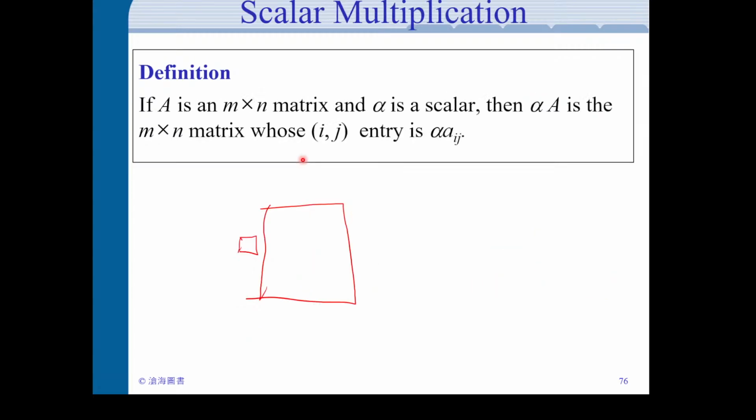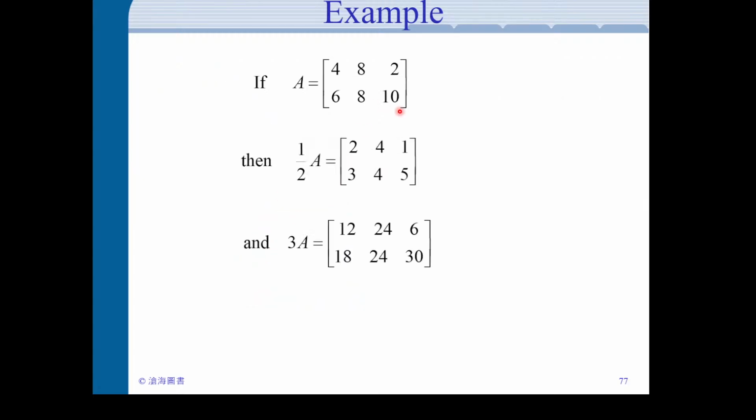And then next we have scalar multiplication. So scalar multiplication of a matrix is written in this way. We have a matrix multiplied by a scalar. In terms of algebraic expression it is alpha A, and this gives us another matrix that has the same dimension as A, and every entry is alpha a_ij. So every entry of the matrix gets multiplied by this alpha. And here we have some examples.